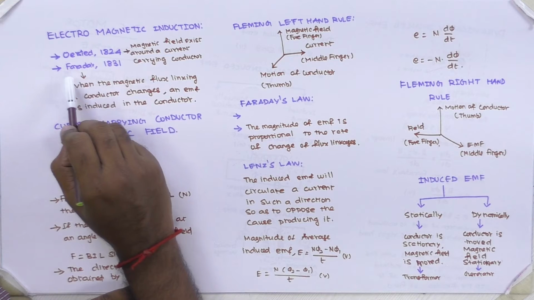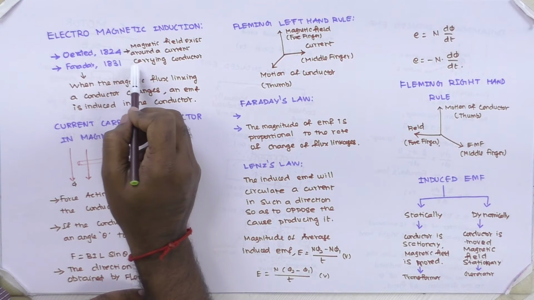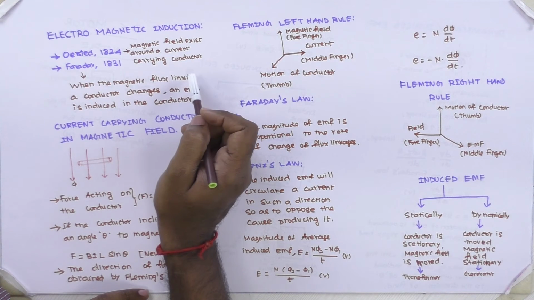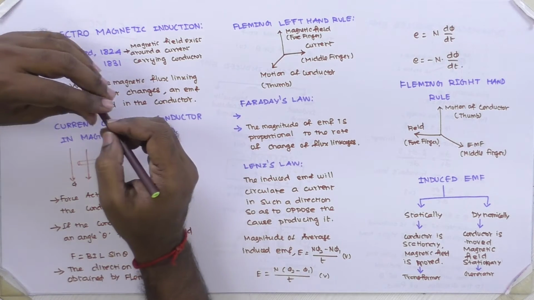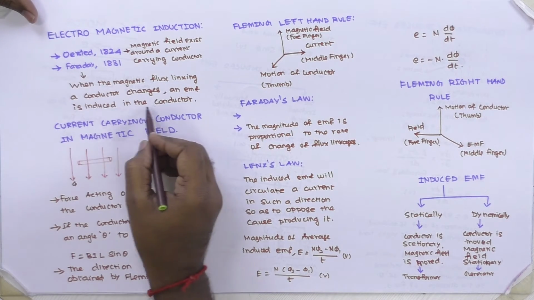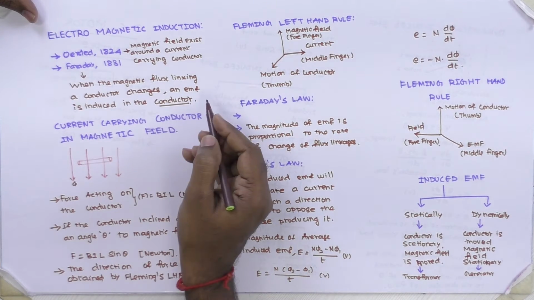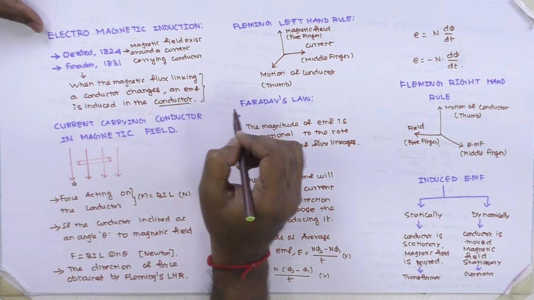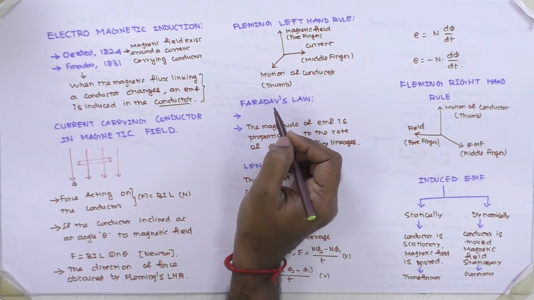And then in 1831, Faraday discovered that when the magnetic flux linking a conductor changes, an EMF is induced in the conductor. So these are Faraday's laws of electromagnetic induction.